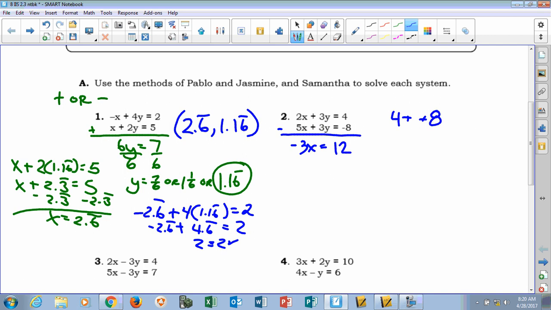Okay? So we have eliminated the y. We're going to solve for x. Divide both sides by negative 3. And x is negative 4. All right. Joe, which equation do you want to plug negative 4 into? Top one? Okay. So, we're going to solve for y now because we found our x. So, we have 2 times negative 4 plus 3y equals 4. And now we're just going to solve it out.